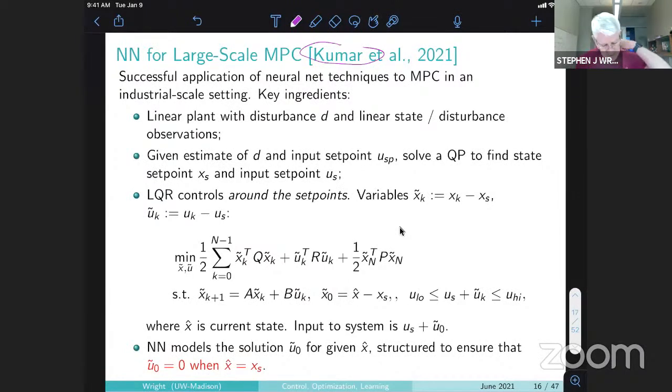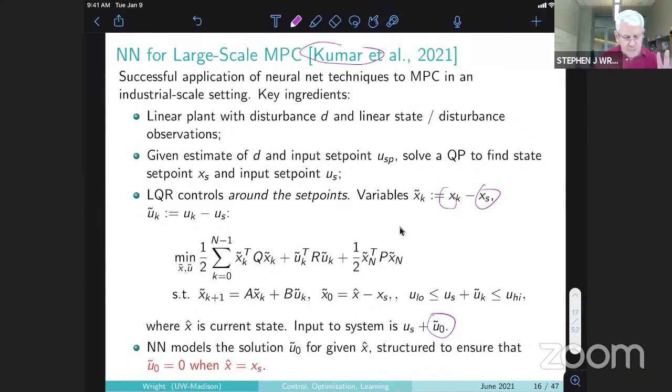Until we hit on this idea, and again, not my idea, this is Jim and Pratyush, of structuring the neural net so that it had some desirable properties built into it. And the property that we want is basically if the initial state is already at its set point, we don't want to change the input. So in other words, if this is the set point XS, and our initial state X0 is right at the set point, we want to output a control U0 of 0. So we structure the network so it doesn't change the input if the system is already at the desired state. That's the basic feature that makes this work.